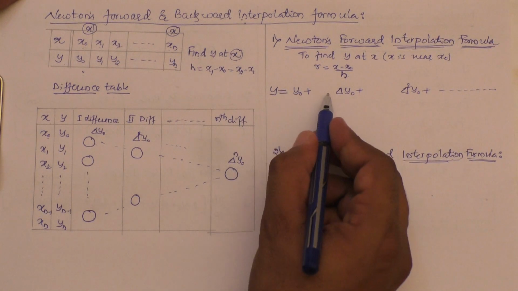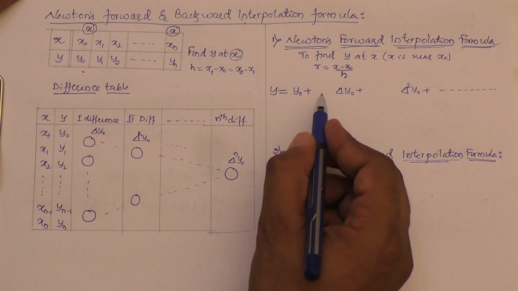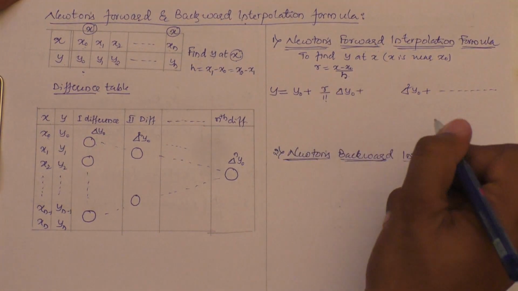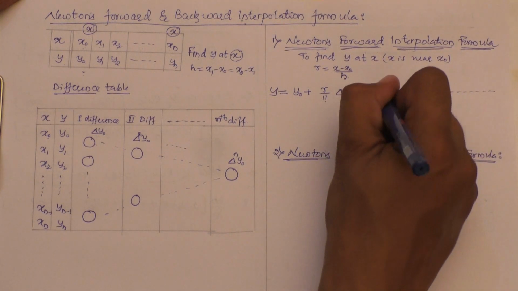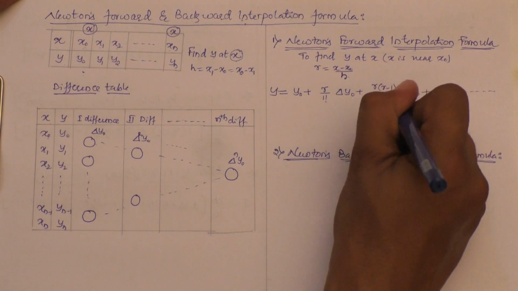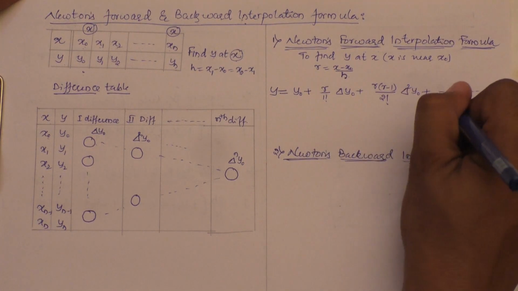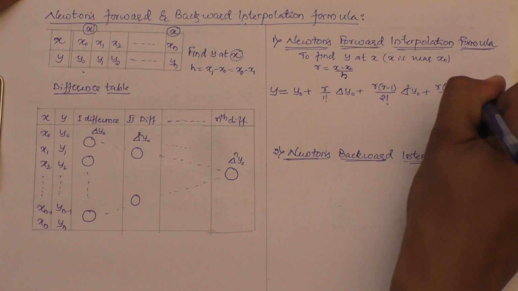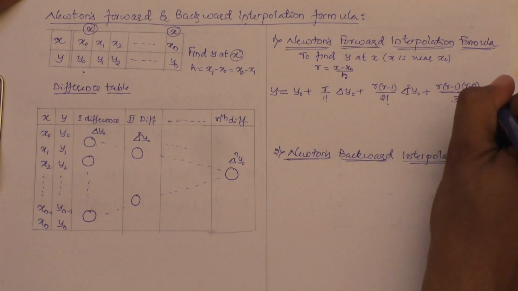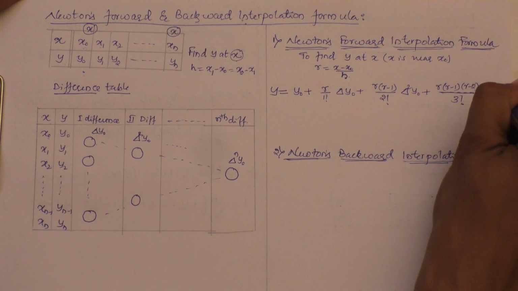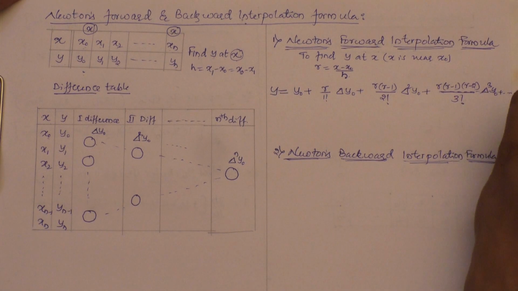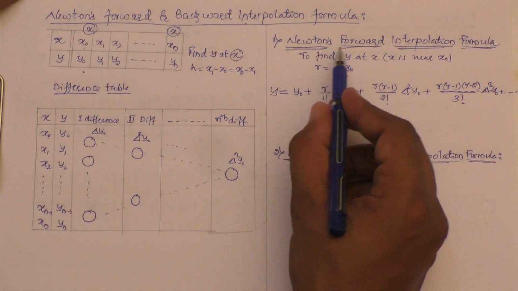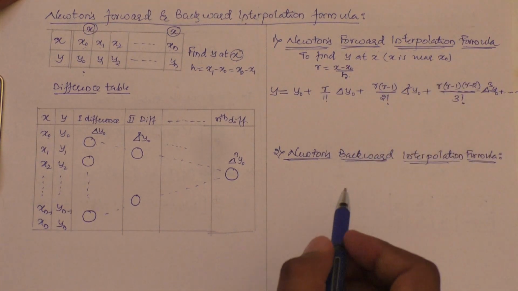So y0, delta y0, the multiple is r by 1 factorial, delta square y0 the multiple is r into r minus 1 by 2 factorial, then the third term is r into r minus 1 into r minus 2 divided by 3 factorial into delta cube y0. Like this we write the terms continuously, as many as we are going to get. So this is the formula for Newton's forward interpolation formula.